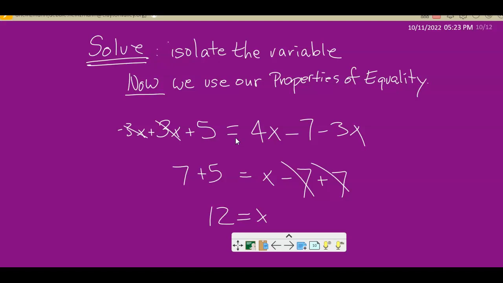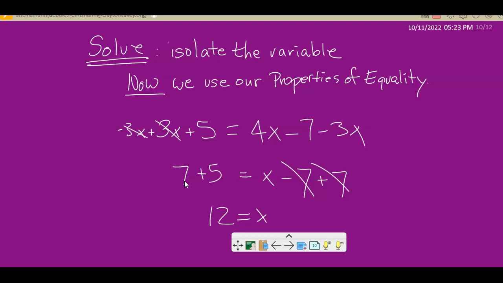So this student said, all right, Mrs. Heinzman, I want to subtract 3x from both sides. Subtraction property of equality. Okay? Then I want to subtract 7 from both sides. I'm sorry, I want to add, I already have a subtracted 7. I want to add 7 to both sides. Okay?